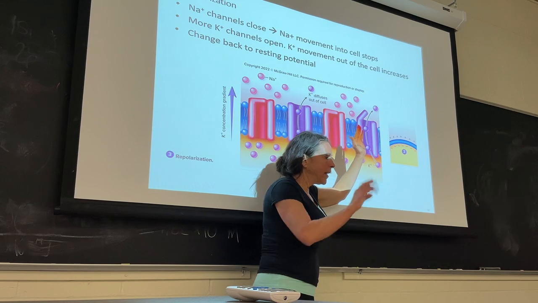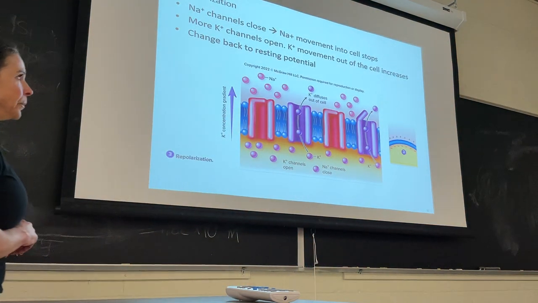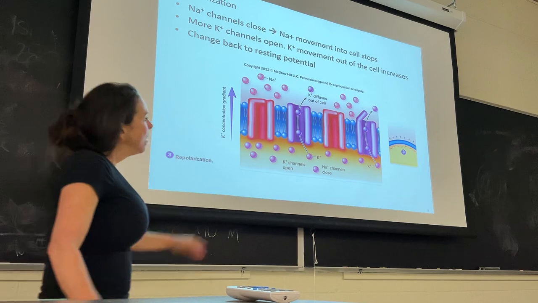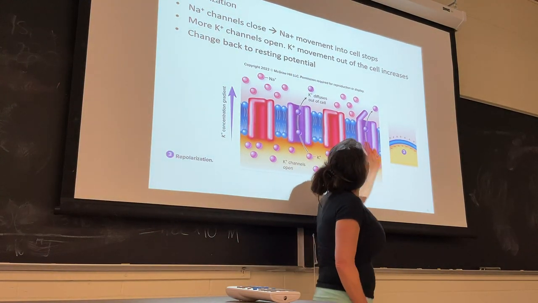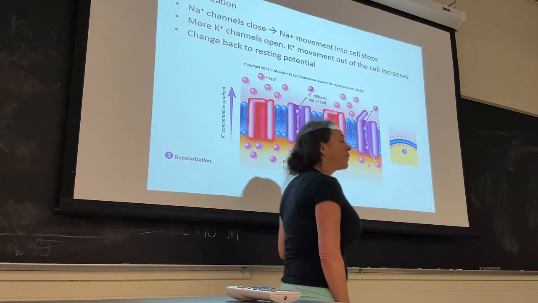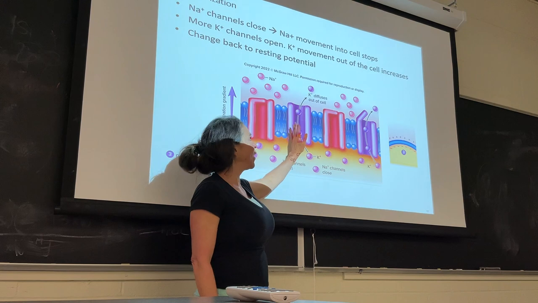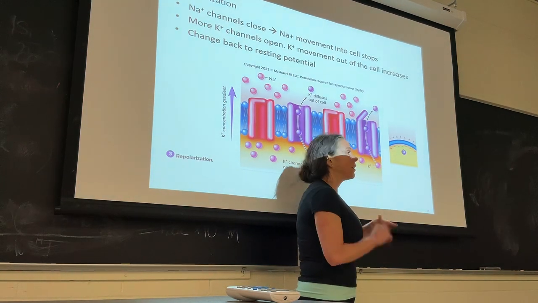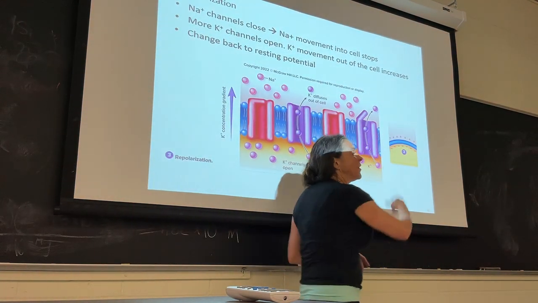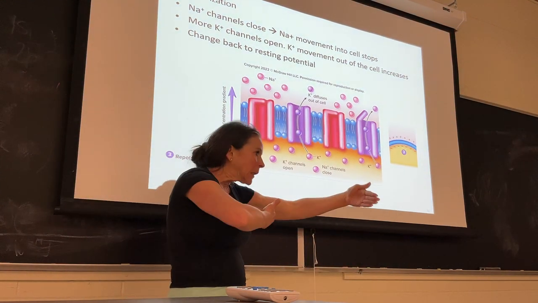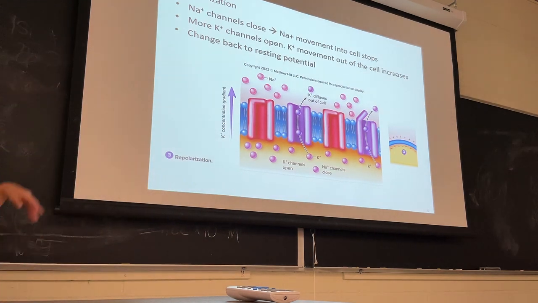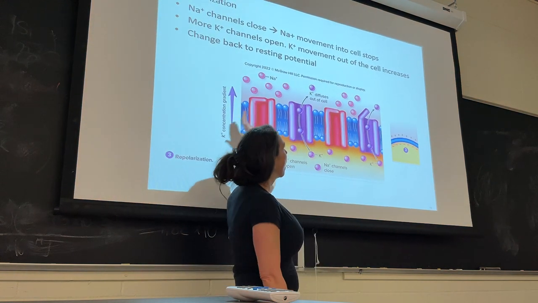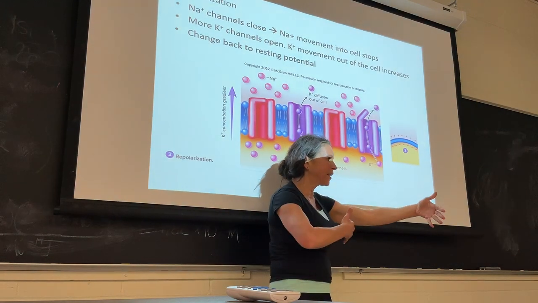My potassium gated channels have now opened. My potassium's now going to start moving out of the cell. Okay? My leak channels are always open. You can see right here, my leak channels stay open at all times, okay? But my potassium gated channel has now opened. Potassium's moving out of the cell. This is called repolarization. I'm going to go back to my resting membrane potential, okay? I'm changing back. I'm going to become negative on the inside and more positive on the outside. I'm going back to resting membrane potential.